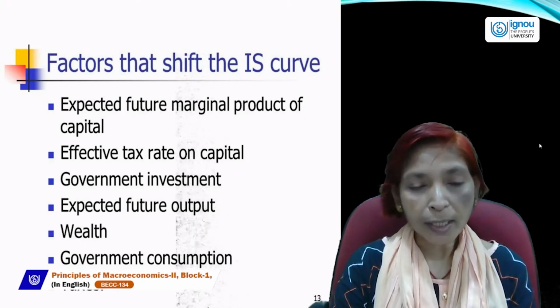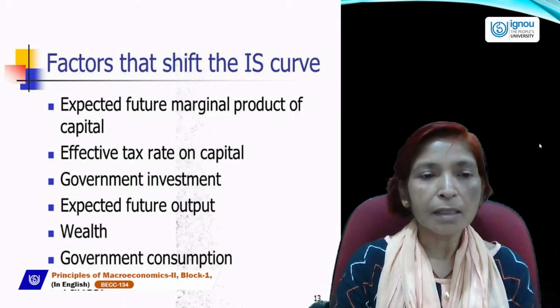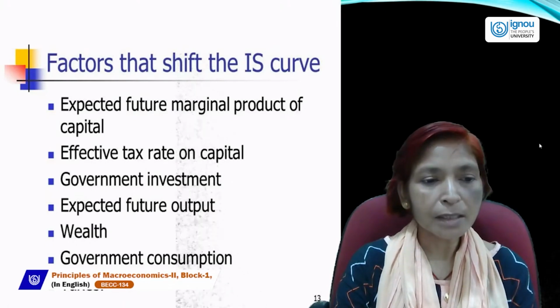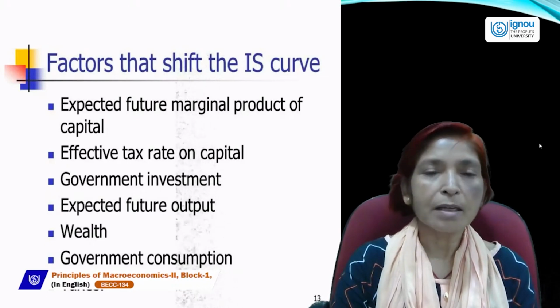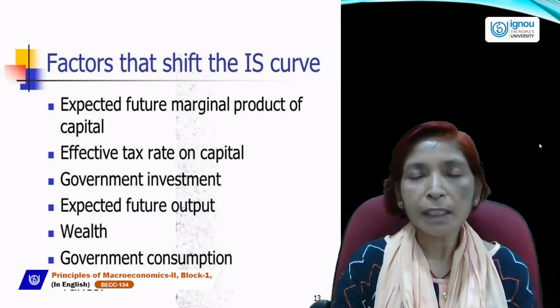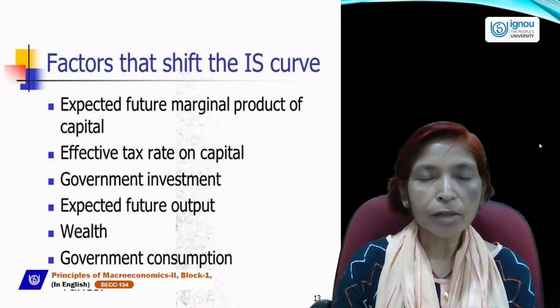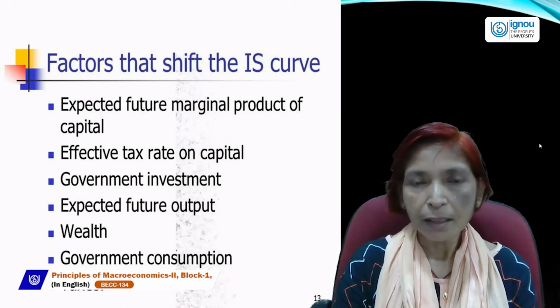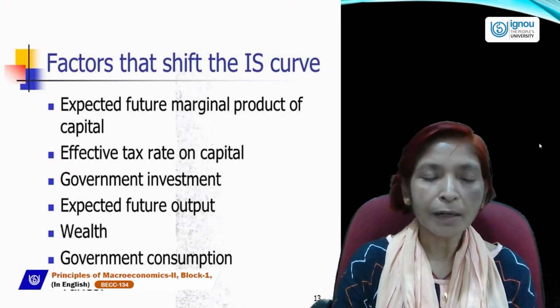If there is more taxation, a higher tax rate on capital, then the IS curve will shift to the left hand side. And if there is a lower effective tax rate on capital, then the IS curve will shift to the right hand side. If the government increases the investment level, then the IS curve will shift to the right hand side. And if government investment falls, the curve will shift to the left hand side.